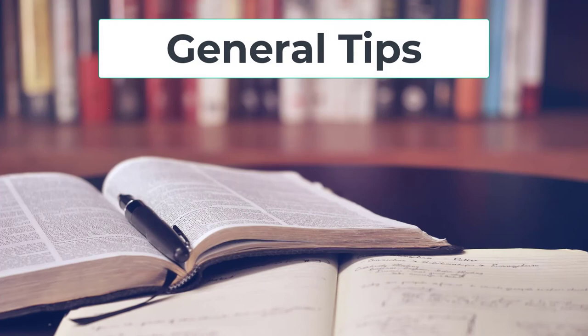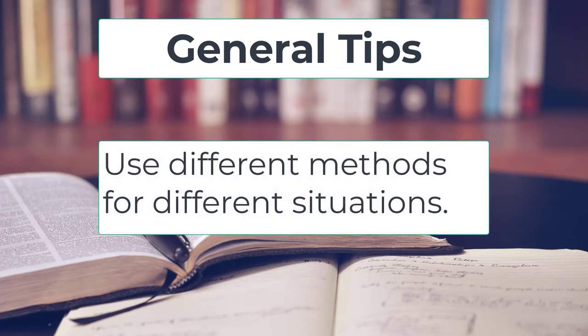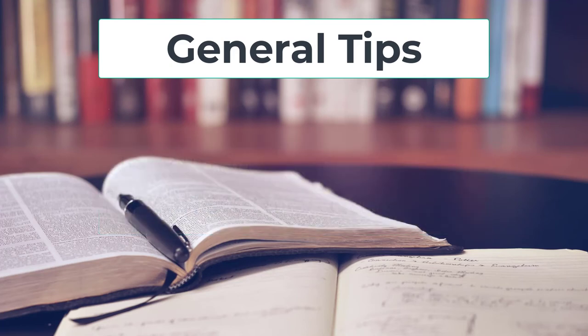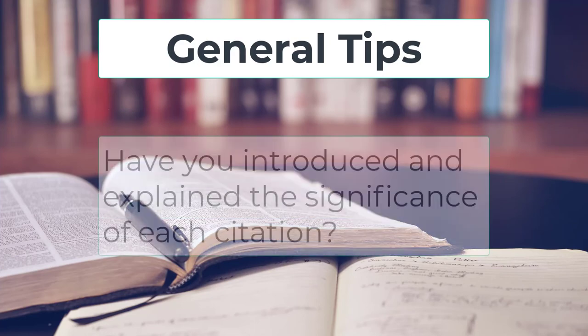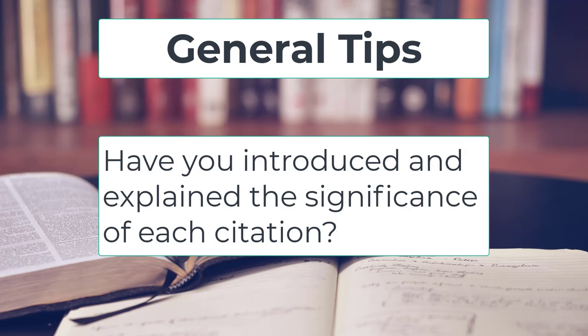Here are some general tips that you will want to use when introducing citations into your paper. Vary when you quote, summarize, or paraphrase by carefully considering the best methods for each situation. Vary your sentence structure. You don't want to be repetitive or cite things in exactly the same way every time. Always ask, what is the significance of the citation? Have I introduced and explained its significance to the reader?